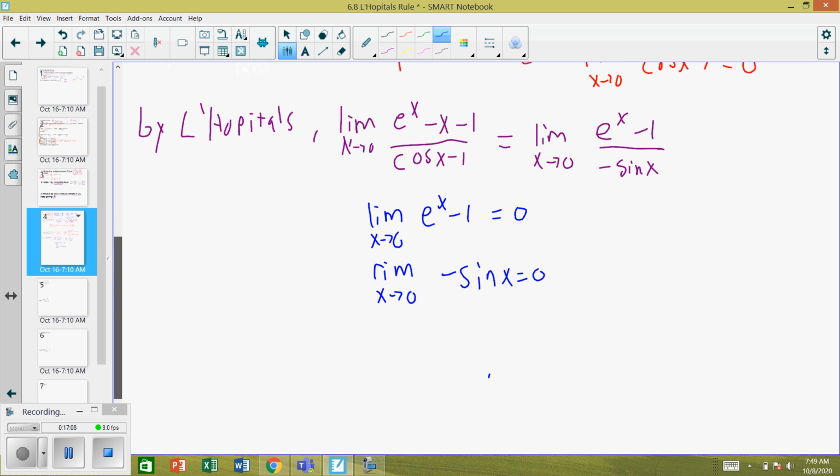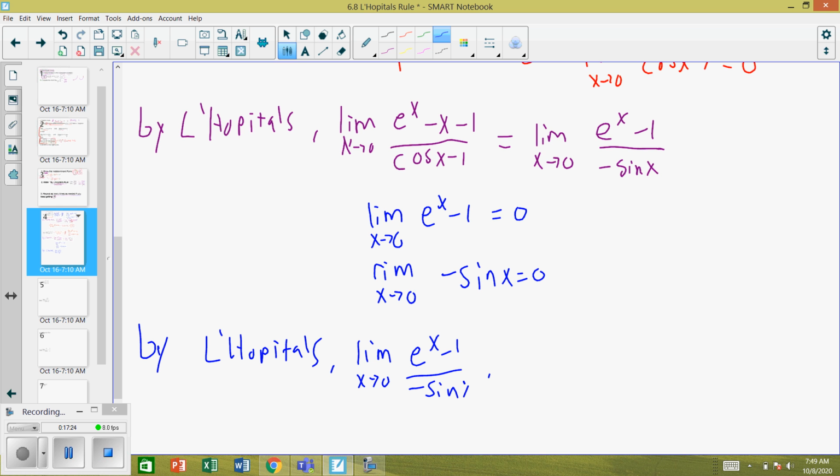Again, we're going to say by L'Hopital's, the limit as x approaches 0 of e to the x minus 1 over negative sine of x equals, and then we can just keep doing it. So we're going to take the derivative of the top. L'Hopital says I can take the derivative of the top, and the derivative of e to the x minus 1 should just be e to the x.